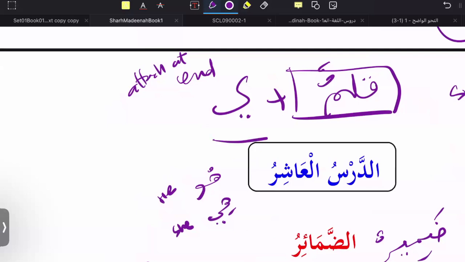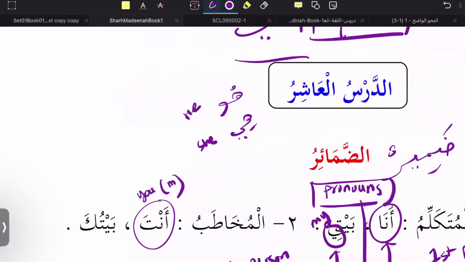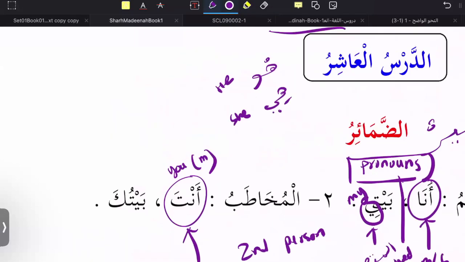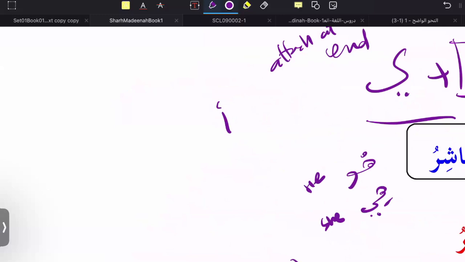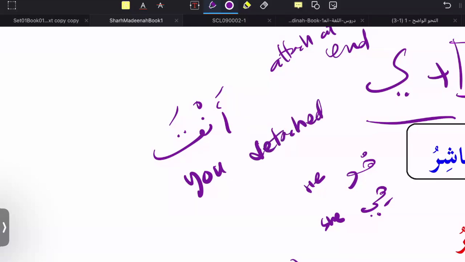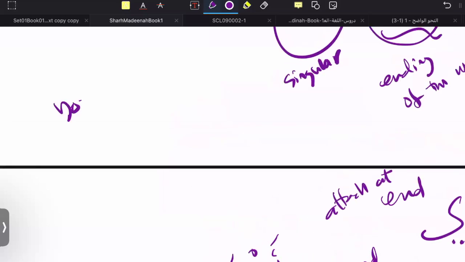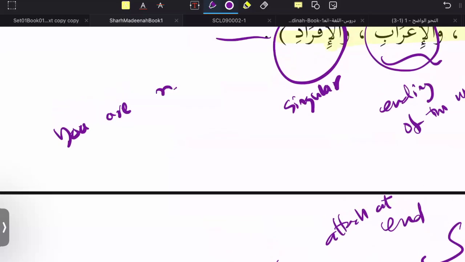Now here's a little bit tricky thing about ya: ya will force you to put a kasra on the letter before it. So this is by force. You have no choice. I will give you one more example of an attached pronoun in order to explain, then inshallah we'll read. We have one more: anta. We said anta is what? Anta is you. And this is detached, and this is a subject. Detached are subject pronouns.